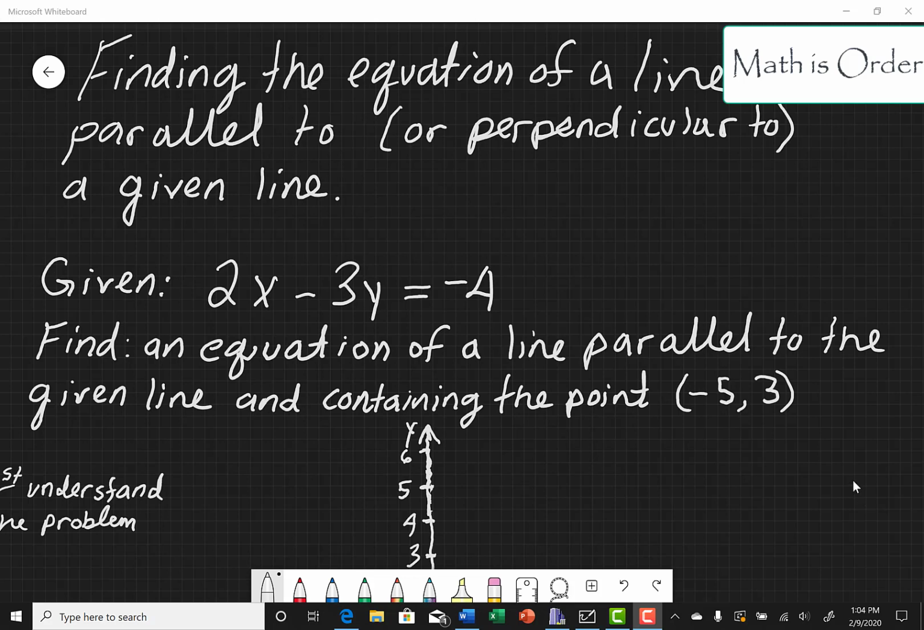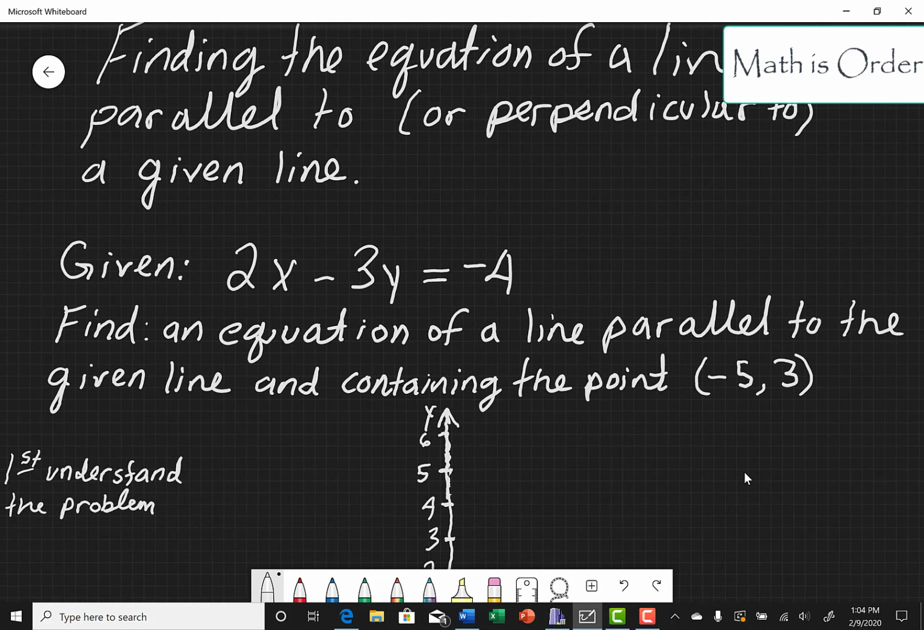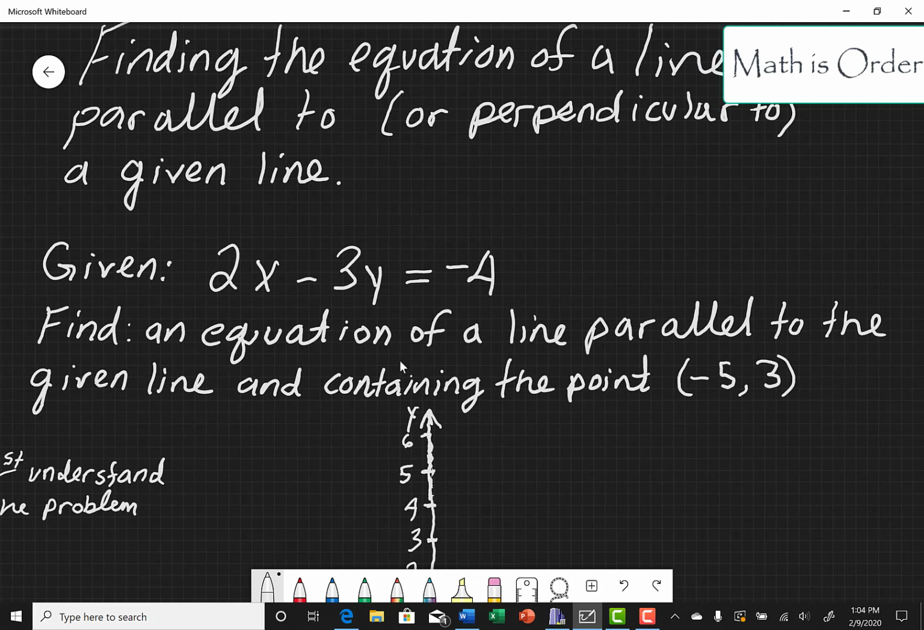In this video, we show how to find the equation of a line perpendicular to or parallel to a given line. This is a common question that is asked in the section having to do with lines. All right, suppose we're given this question here. We're given an equation of a line, and we're asked to find an equation of another line that is parallel to this given line and containing the point, say, -5, 3.